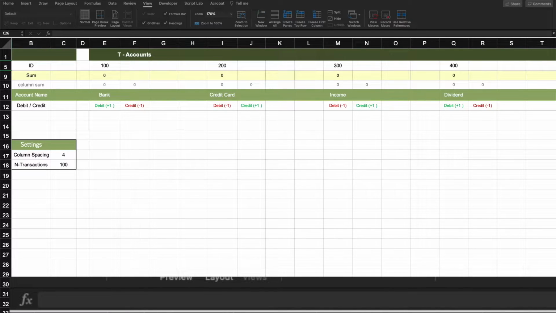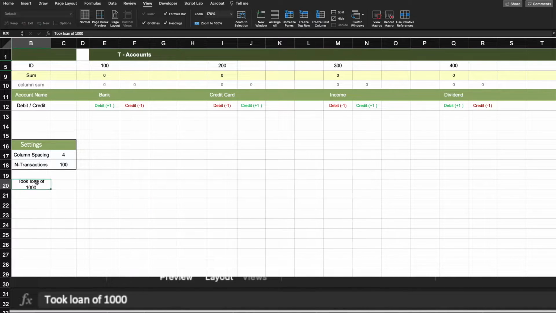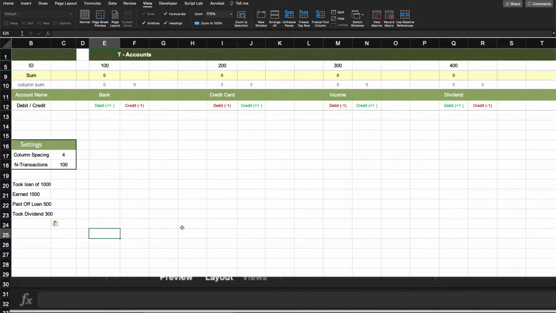Let's copy paste some of the transactions here that we want to make. So let's say we took a loan of $1,000. That means you took a loan on a credit card, your loan increased, right? So that goes into the credit column. You took a loan of $1,000.